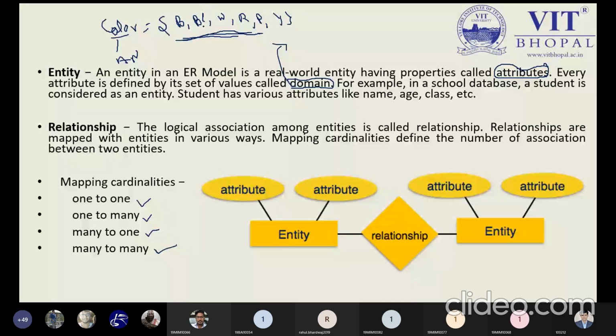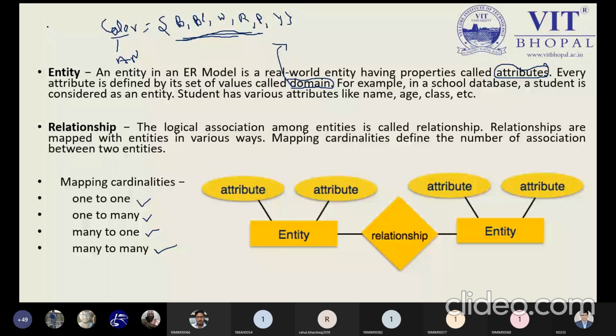Those are one to one, one to many, and many to many. One to many and many to one are the same thing; it is only a representation of which direction you are looking from. This is known as mapping cardinality in the database, and we will see it properly in the ER diagram.